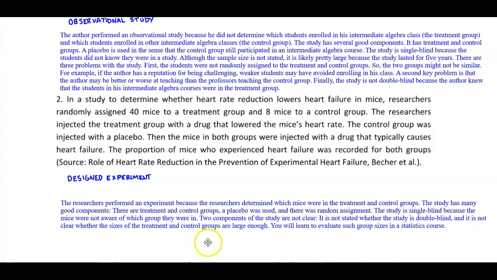The researchers performed an experiment because the researchers determined which mice were in the treatment and control groups. The study has many good components. There are treatment and control groups, a placebo was used, and there was a random assignment. The study is single-blind because the mice were not aware of which group they were in.